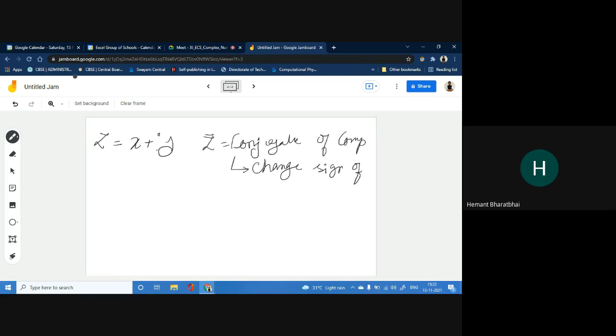Conjugate of a complex number. So what do I mean by conjugate is simply you have to change the sign of the imaginary part.